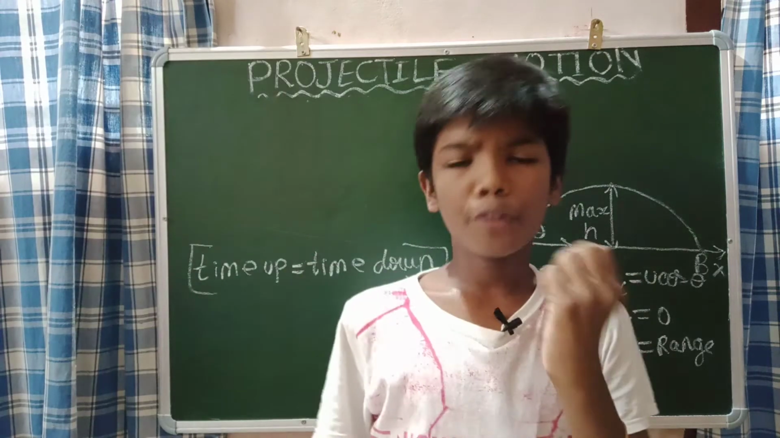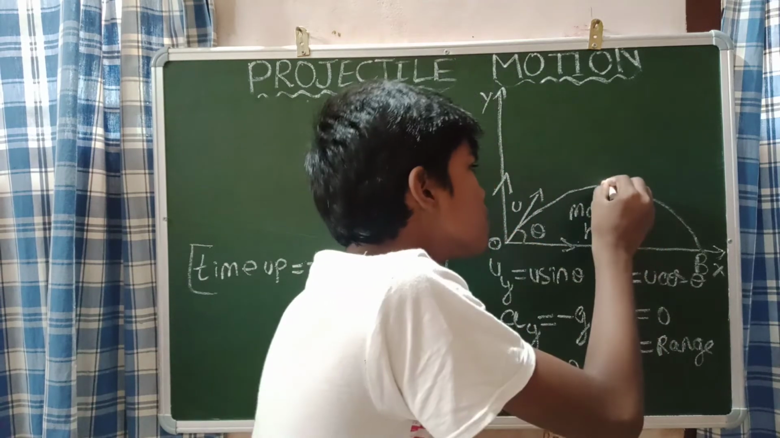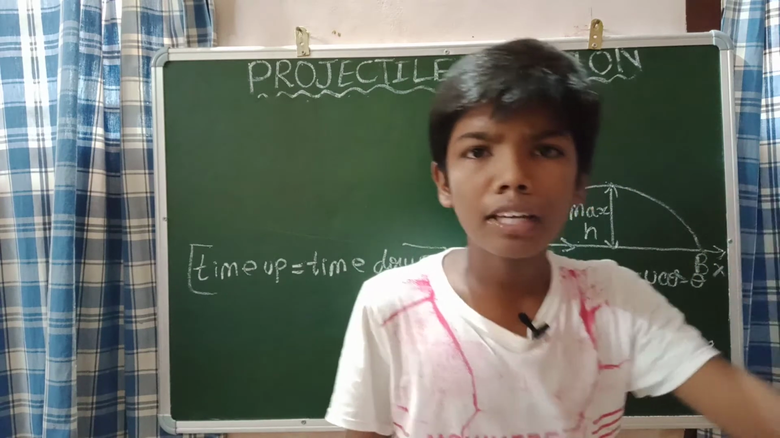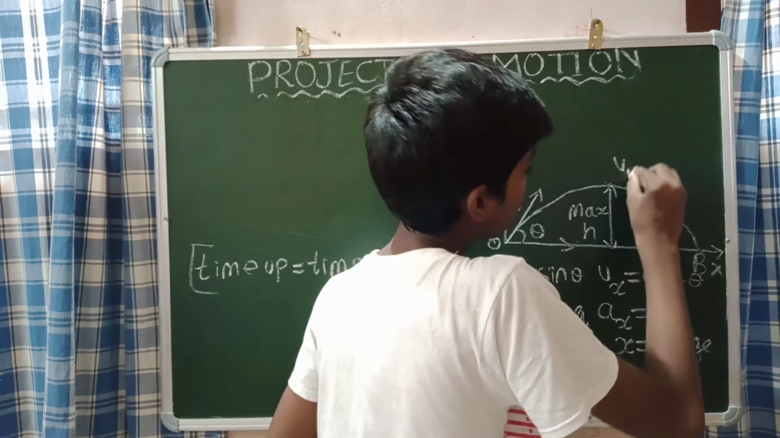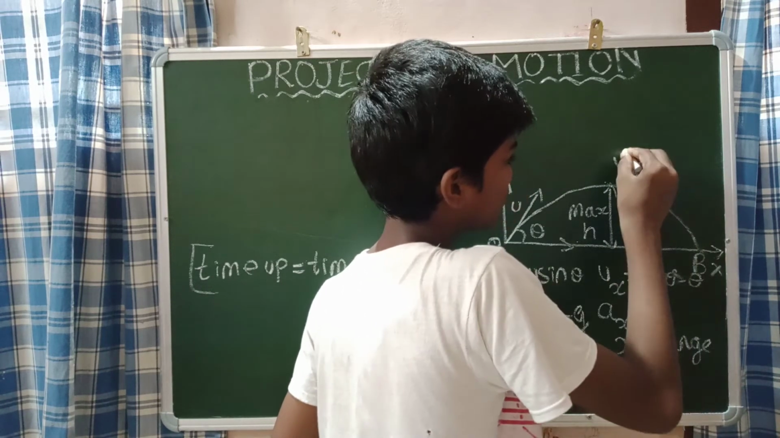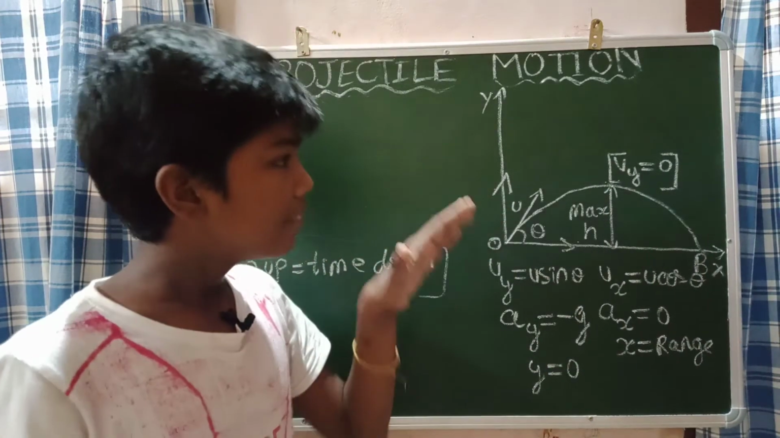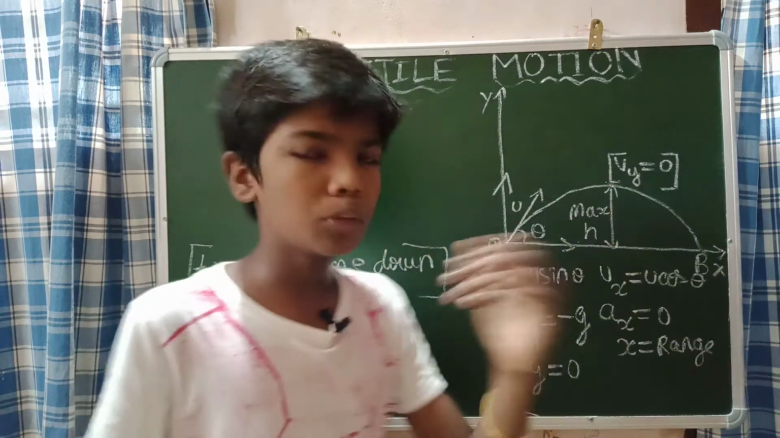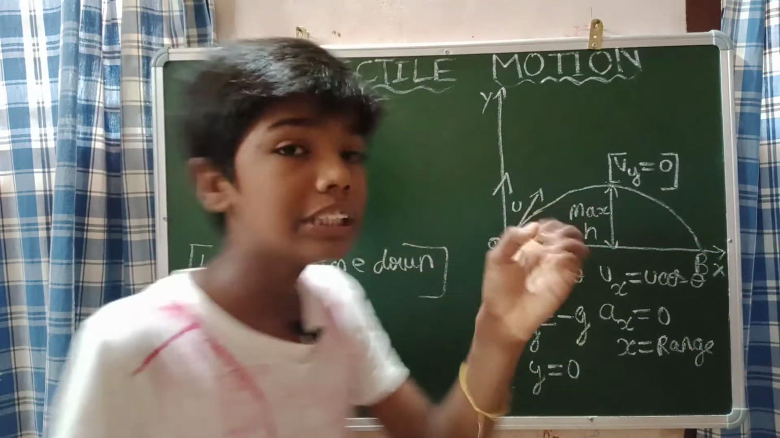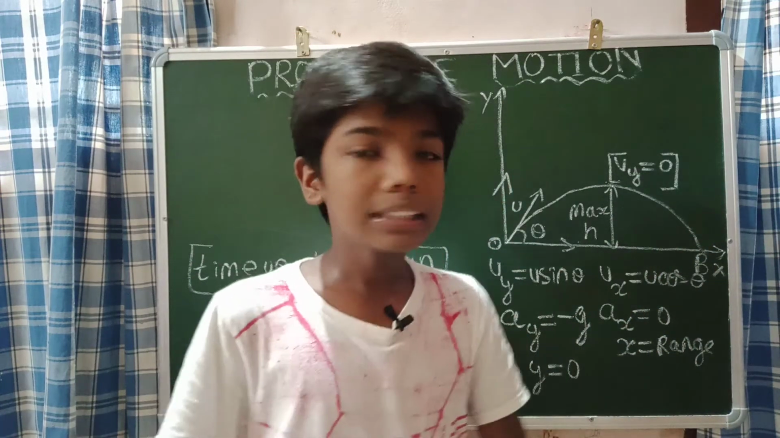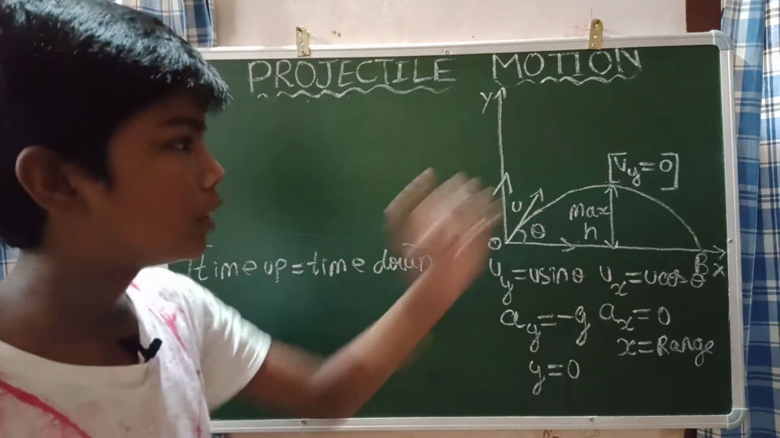What is our next property that we need to understand? In projectile motion, our next property is: at the maximum height, the y component of velocity will be 0. That means at the maximum height, the y component of velocity will be 0, guys. This is one of the main points that we need to remember. If you remember this property, you can easily derive all these things. Guys, try to understand these two properties clearly. So at the maximum height, the y component of velocity will be 0.